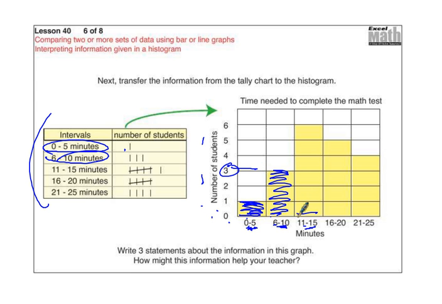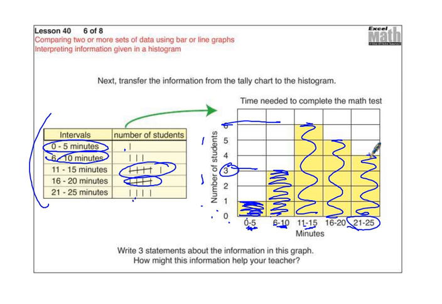11 to 15, they colored it in up to 6, because there are 6. 16 to 20 colored into 5 because there's 5 students that did somewhere between 16 and 20, and 4 students for 21 to 25, so they colored it in up to there.